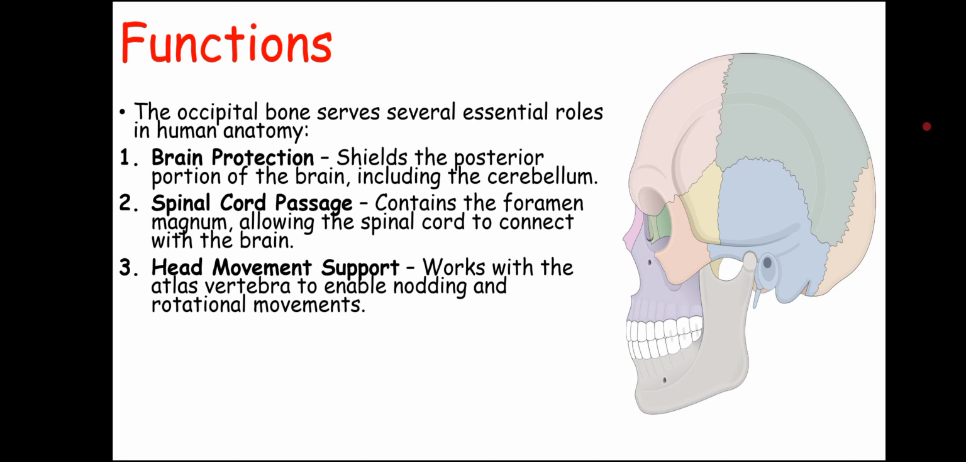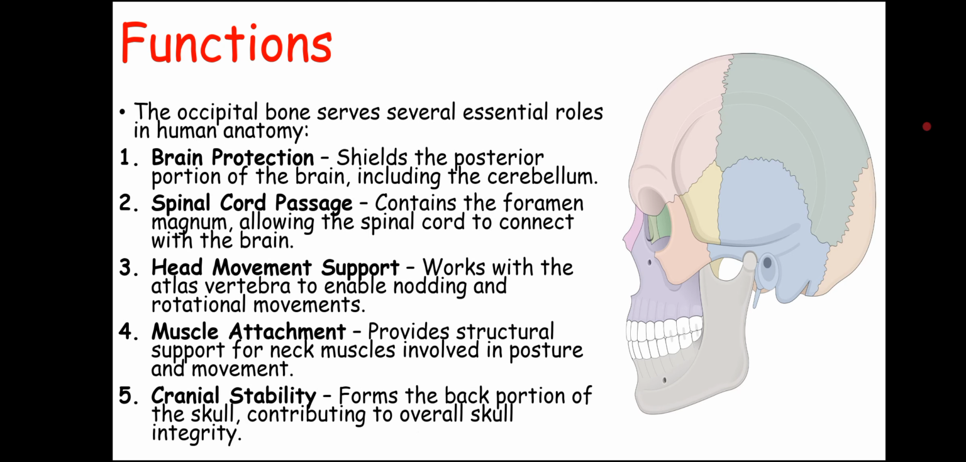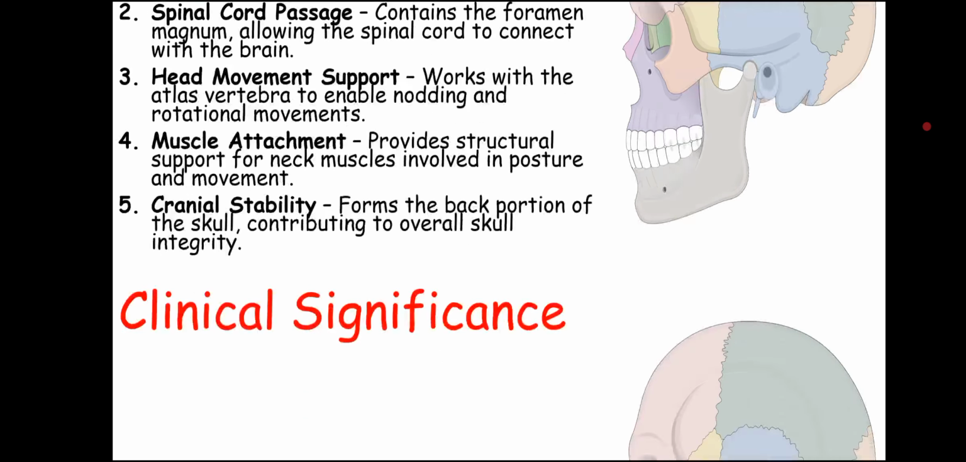Third function of occipital bone is head movement support, as it works with the atlas vertebra to enable nodding and rotational movements. Next function is muscle attachment, as it provides structural support for neck muscle involved in posture and movement. Next function is cranial stability, as it forms the back portion of the skull contributing to overall skull integrity.